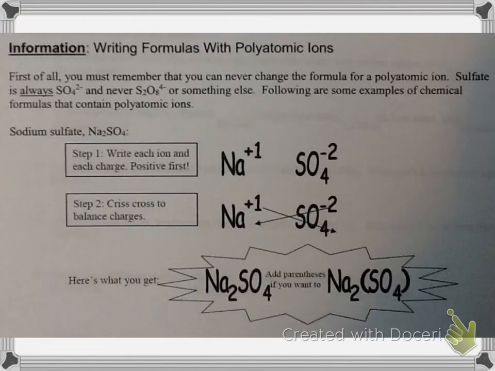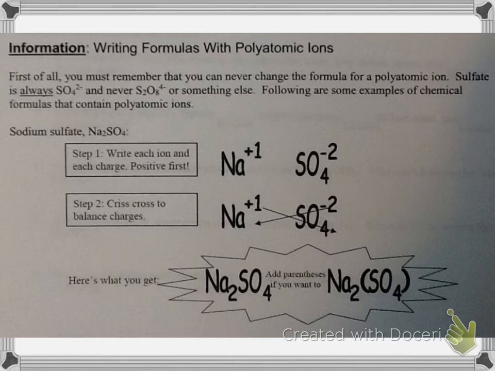Information: writing formulas with polyatomic ions. First of all, you must remember that you can never change the formula for a polyatomic ion. Sulfate is always SO4 negative 2 and never S2O8 negative 4 or something else. Following are some examples of chemical formulas that contain polyatomic ions.